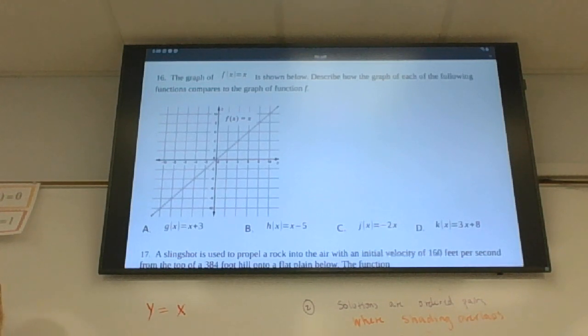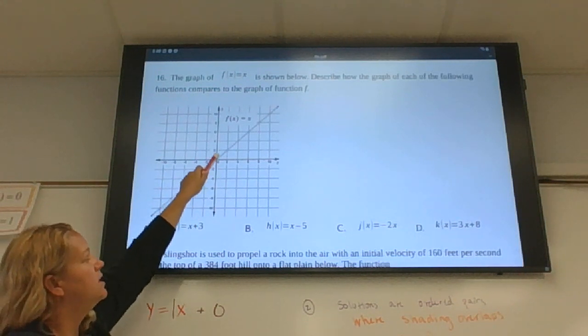Y equals x. Gabe, in this equation, y equals x, what is the slope? Just looking at the equation, there's an invisible 1, and then there's an invisible 0. So it starts at 0 and it goes up 1 over 1. Starts at 0, up 1 over 1.